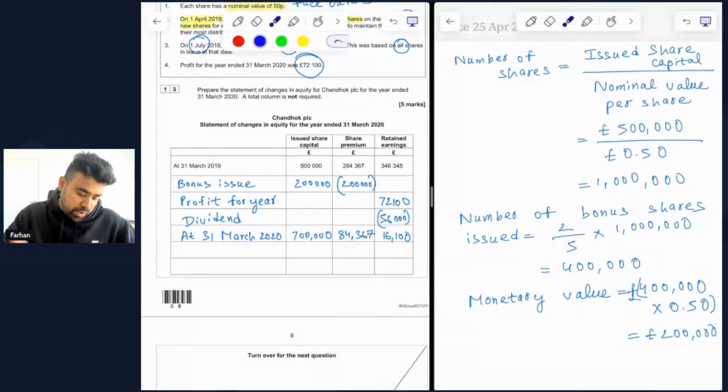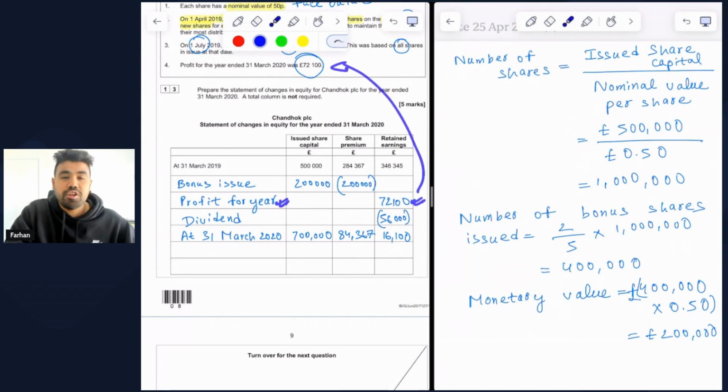Okay, the next thing we can take care of is the profit for the year. Now, profit for the year can go straight to retained earnings, which is 72,100 pounds based on the additional information number 4. Now, why is this going to retained earnings? Retained earnings stands for earnings that we are reinvesting. So any profits that a company makes will be going to the retained earnings after any dividends have been paid. So in this case, profit that any company makes will always be transferred to the retained earnings so that they can reinvest these earnings after the dividends have been paid out in the next financial year.